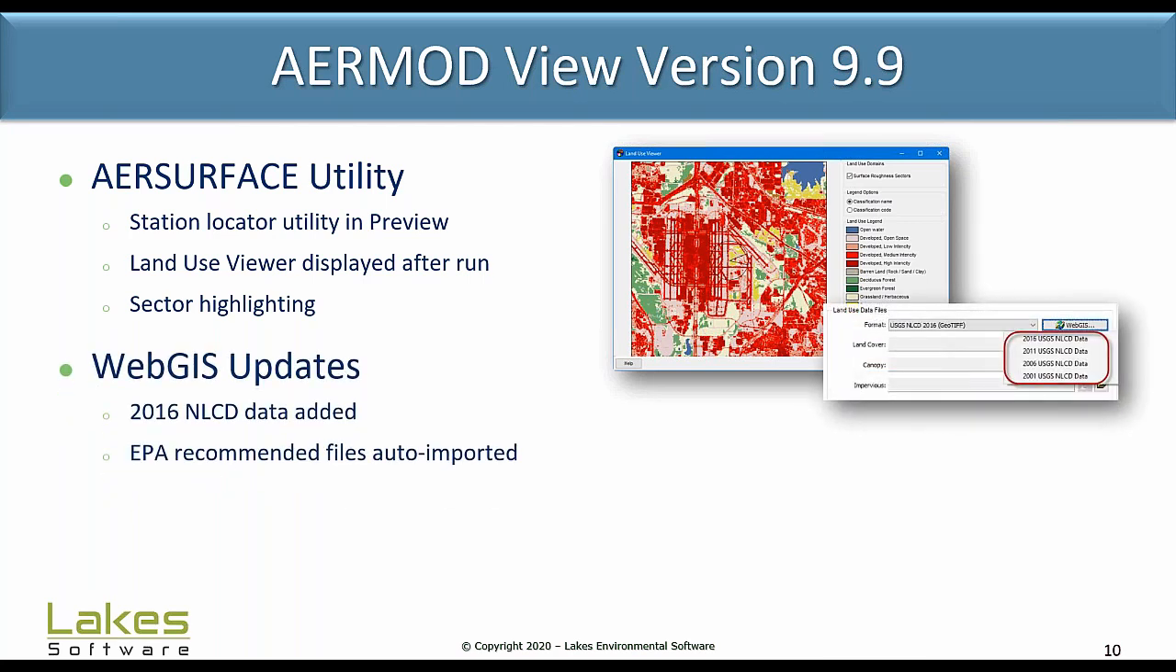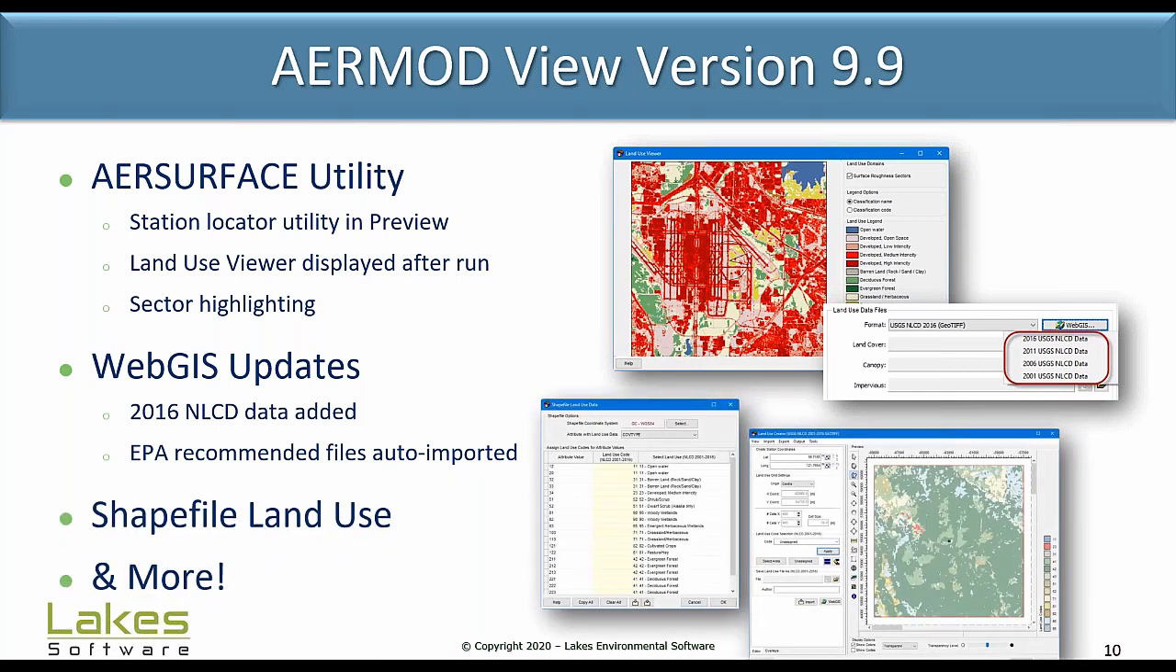The sectors are highlighted. You can have the single download button of EPA recommended files automatically imported into your project, and the addition of the 2016 data via WebGIS. Use of shape files within the land use creator, and then there's a number of other features not highlighted here and incorporated into AirModView. One thing I will mention about the WebGIS updates, you do have to be in current maintenance to continue using those features, as well as the import of the Lakes Satellite Tile Map server.